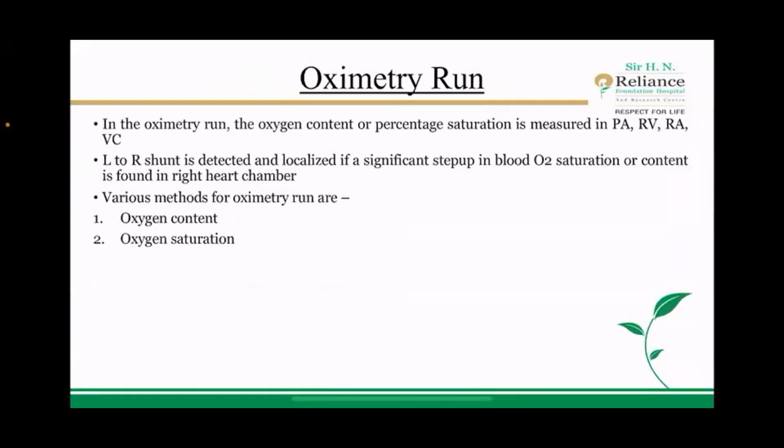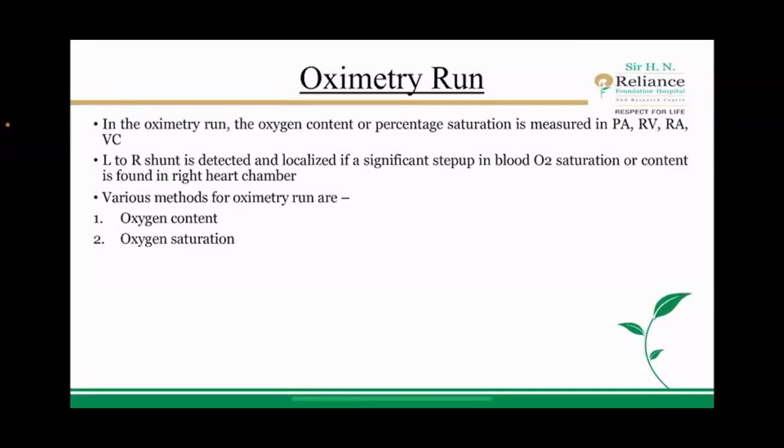Next, coming to the oximetry run. This is mainly done in cath procedure. In the oximetry run, the oxygen content or the percentage saturation is measured in different chambers of the heart, that is in the vena cava, RA, RV, pulmonary artery. At different levels, you take the samples and you check either the oxygen content or the oxygen saturation. Any left to right shunt or right to left shunt will cause a change in the blood oxygen saturation. So a left to right shunt is detected and localized if a significant step up in the blood oxygen saturation or content is found in the right heart chamber.